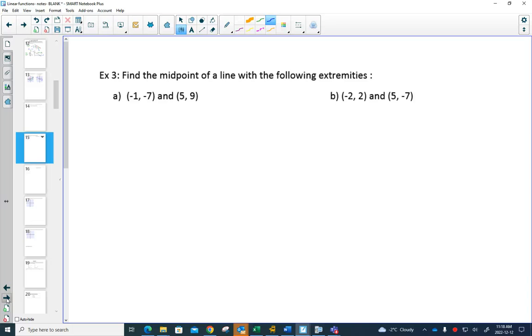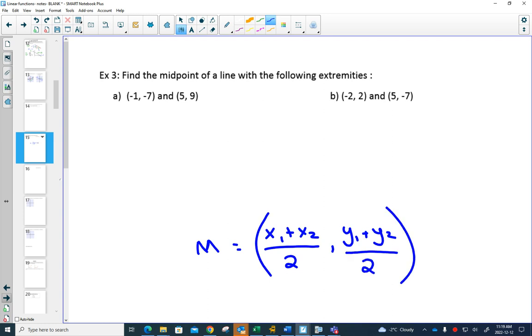I'm going to rewrite the formula here. Sometimes it's just M for midpoint, sometimes people use MP for midpoint. Capital M. So there's our midpoint formula. I know you're probably not done, but you can check as you're going.